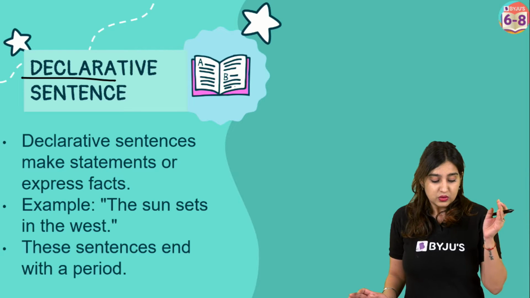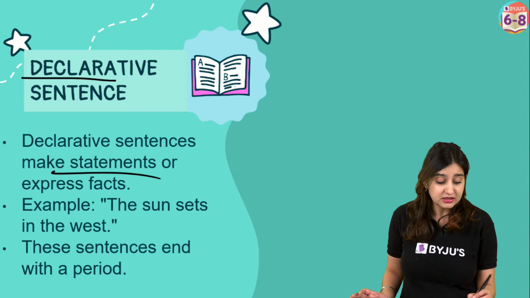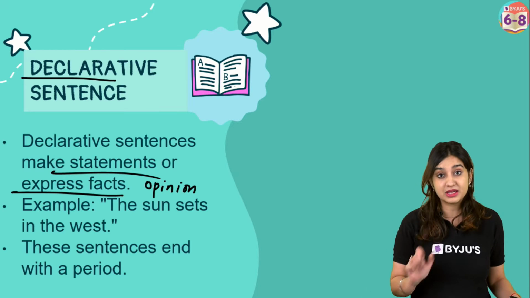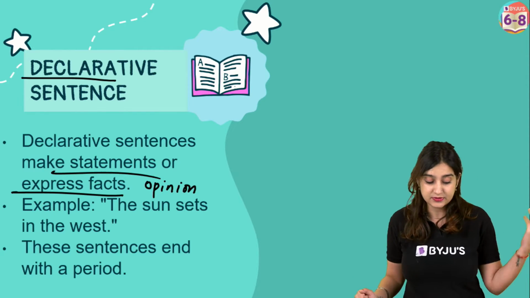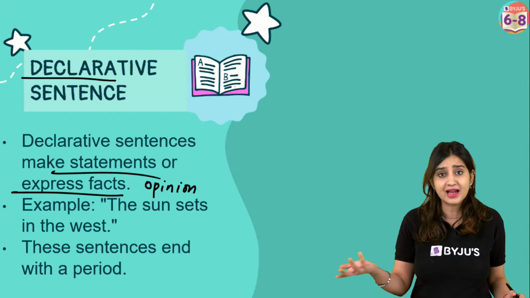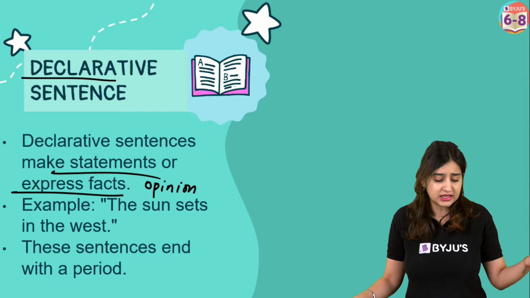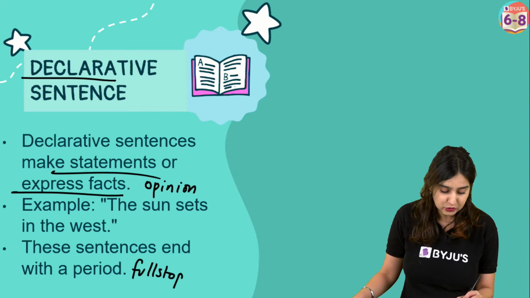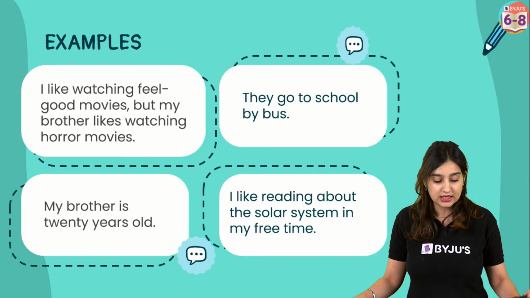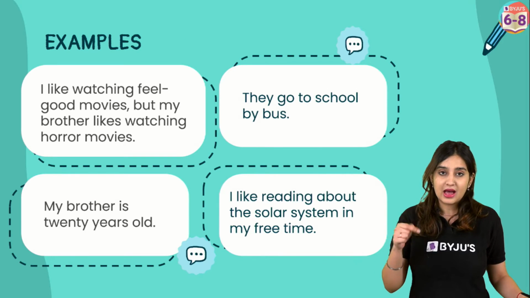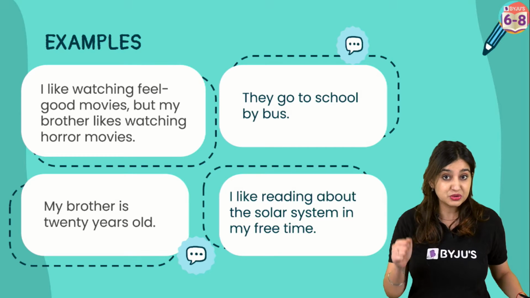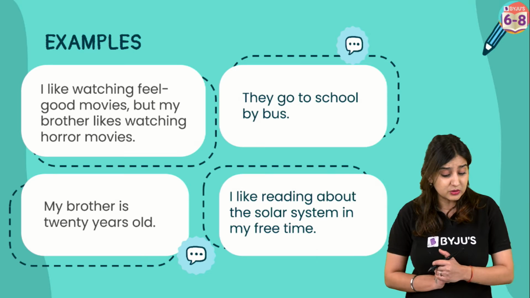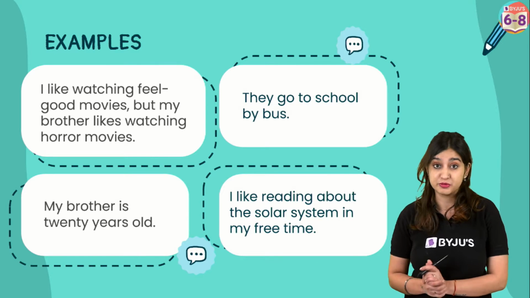Whenever you're making a statement, expressing a fact, giving an opinion, what you are making use of is a declarative sentence. For example, the sun sets in the west. This is a fact, a normal declarative sentence. Like I told you, these sentences end with a period or a full stop, whatever you like to call it. Okay, let's take a look at some examples. As I'm reading out these examples, I want you to pay attention to the way I'm saying these sentences. I like watching feel-good movies, but my brother likes watching horror movies.